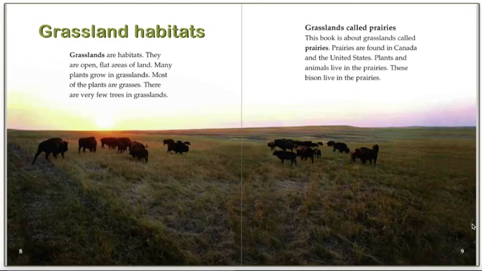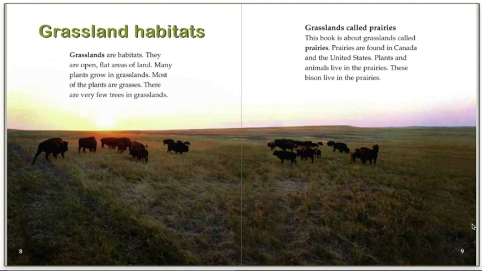Grassland habitats. Grasslands are habitats. They are open, flat areas of land. Many plants grow in the grasslands. Most of the plants are grasses. There are very few trees in the grasslands. Grasslands called prairies. This book is about grasslands called prairies.